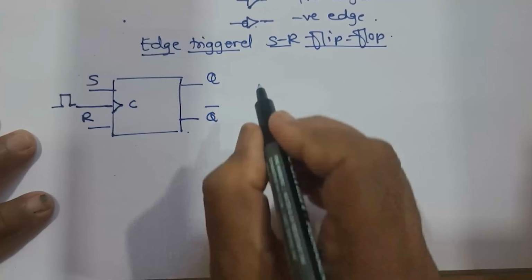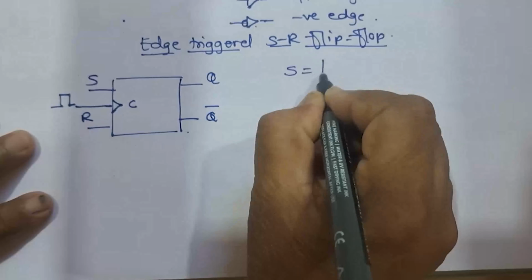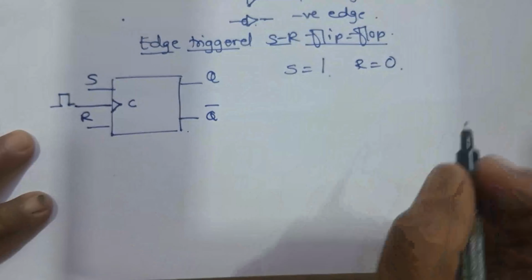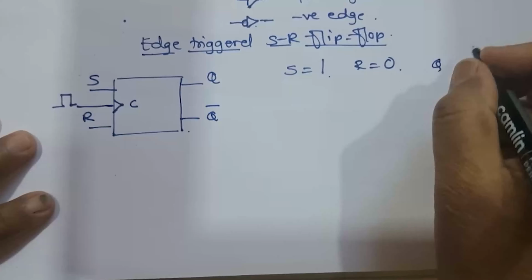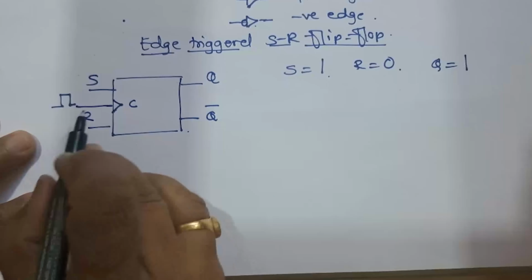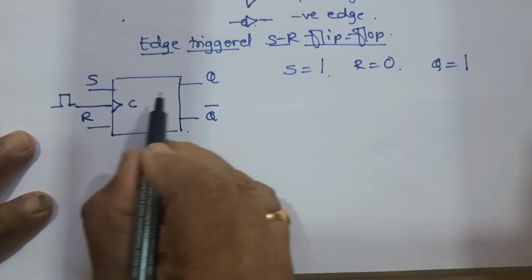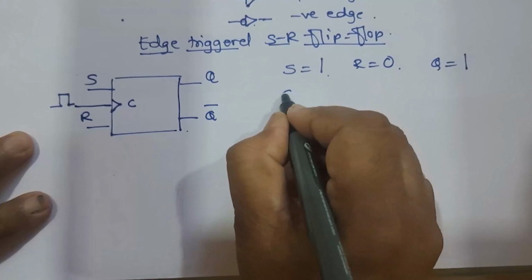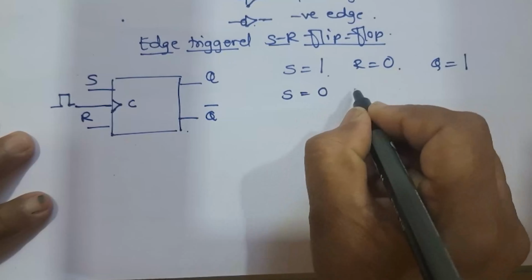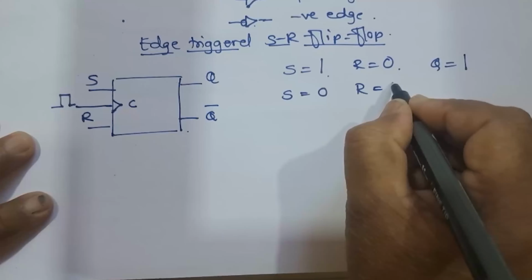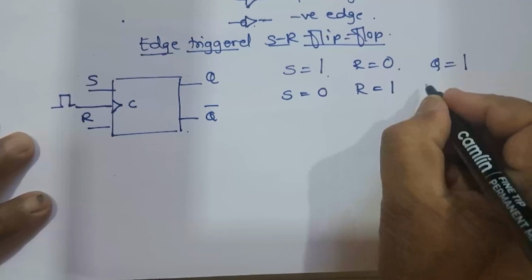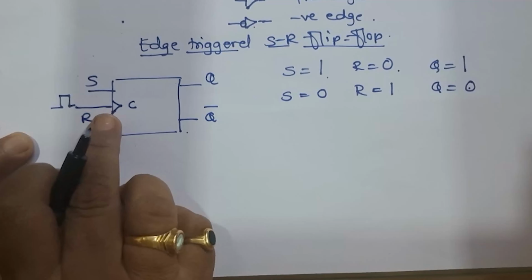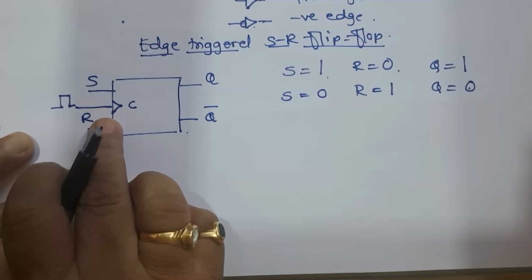Now, when S is high and R is low, the Q output will go high at the positive edge triggering of the clock. While when S is equal to 0, or low, and R is equal to 1, meaning high, Q becomes 0 at the positive edge of the clock pulse.